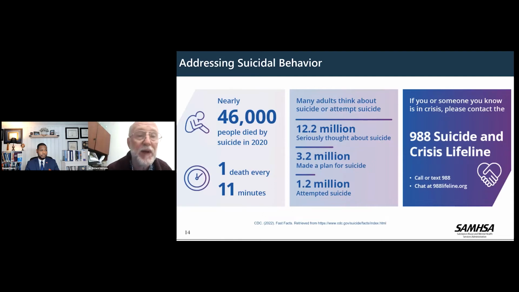Of course, this is happening at a time when there's an ongoing concern about suicide in America. But there are a number of reasons for us to have particular concern now regarding this issue. Nearly 46,000 people died by suicide in 2020. Over 12 million adults 18 and over seriously thought about suicide. 3.2 million made a plan. 1.2 million attempted suicide. And this is just 18 and over. So for those younger teenagers, the numbers would go even higher.